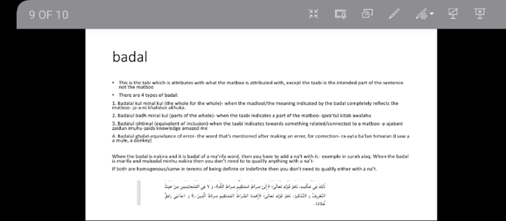So for example, a'jabani zaydun ilmuhu. That's ilmuhu, ayn lam mim ha. So Zayd's knowledge amazed me. So you could say Zayd amazed me his knowledge, or simply Zayd's knowledge amazed me.